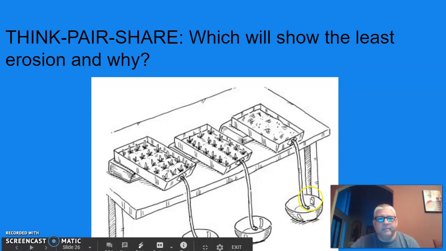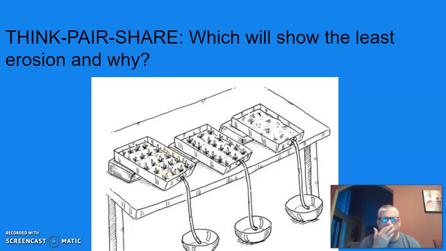So the containers down here, whichever one has the least amount of soil in it, would have the least amount of erosion. So, give you a second to figure it out. So we'll just say this is A, B, and C. You tell me which one. So I'll give you a few minutes, pause the video, try to figure it out, and then we'll come back and answer it.